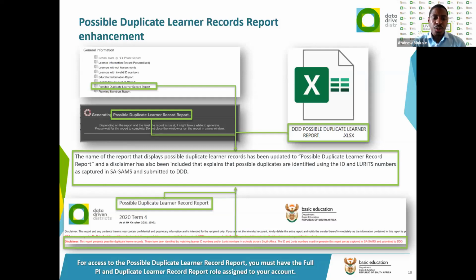Now, for access to this report, you must have full PI and also the duplicate learner record report role assigned to your account. And if you need that kind of access, then you need to get in touch with your user access manager within your entity.